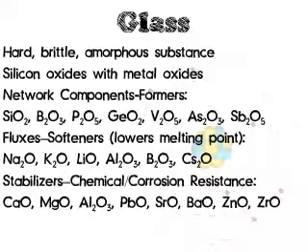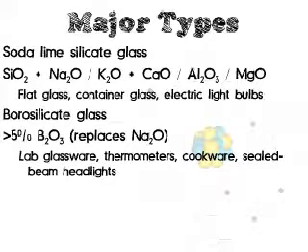The main ingredients are the formers such as silica, softeners such as sodium carbonate that lower the melting point, and stabilizers such as aluminum oxide that provide the glass better chemical durability. Main types of glass include soda lime silicate glass, used in flat glass, container glass, and electric light bulbs, and borosilicate glass, used in lab glassware, thermometers, cookware, and sealed beam headlights.